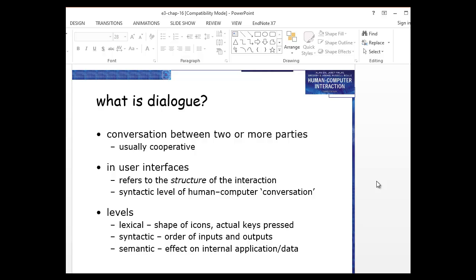And levels, so we have three levels: lexical, syntactic and semantic. In the lexical level of communication or interface, we will check shapes and icons. The second one, syntactic, checks the order of input and output. We input 1 2 3 4 5, and what will be the output of these inputs? It is responsible for the flow of these inputs and outputs. And in the very last, the semantic level is responsible for the meaning of an input and output.